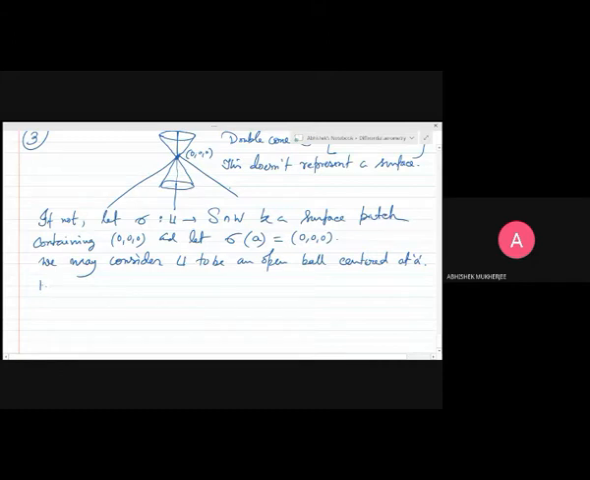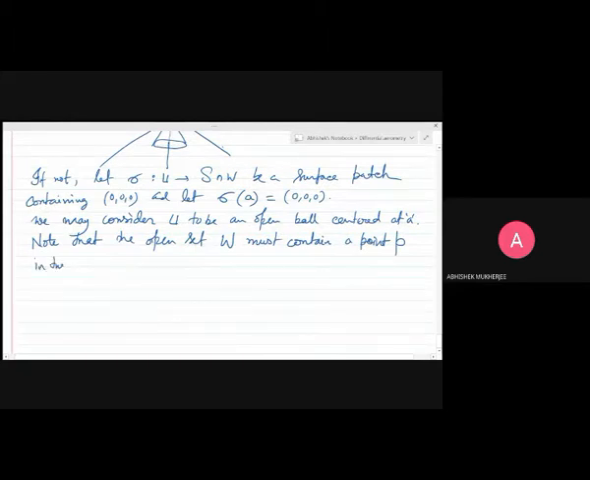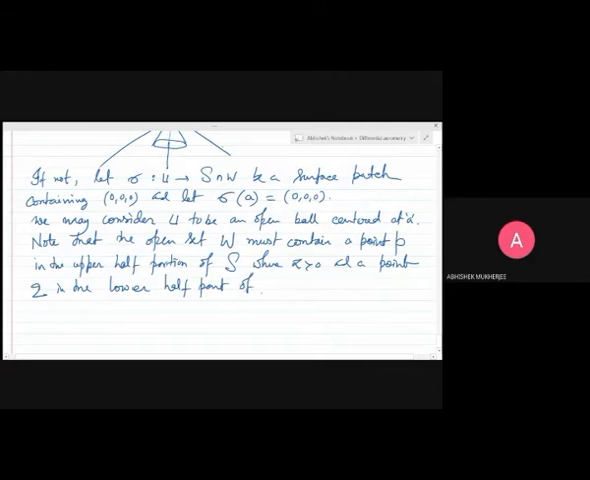And note that the open set W must contain a point P in the upper half portion of the double cone S, where z is greater than 0, and a point Q in the lower half portion of S, where z is less than 0.